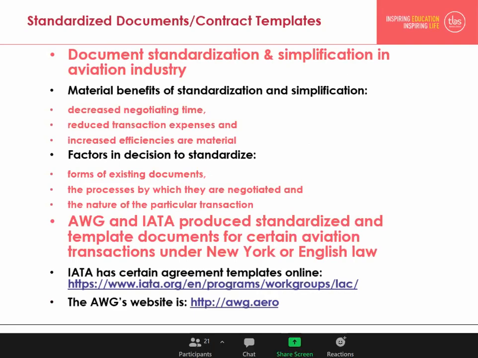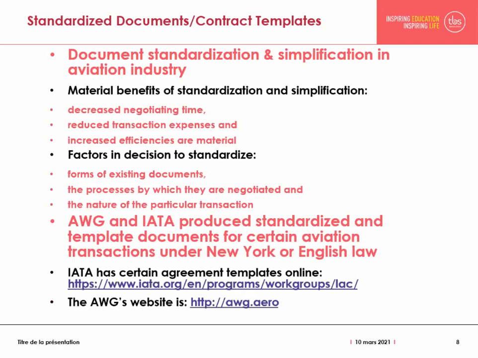Now, there is documentation, standardization, and simplification in the aviation industry. This is considered to bring advantages in decreasing negotiating time, reducing transaction expenses, increasing efficiencies, and in deciding whether or not to standardize contracts, you can think about the forms of your existing documents, the processes during which they're negotiated, and the nature of any particular transaction to which you must tailor the documents.